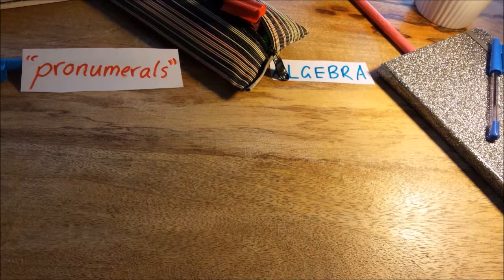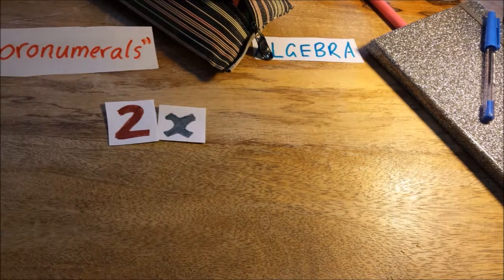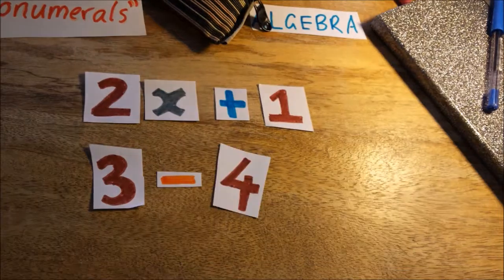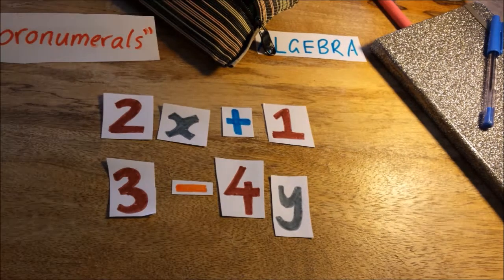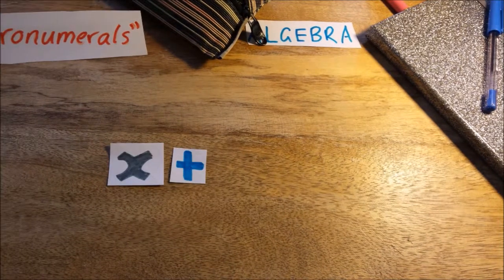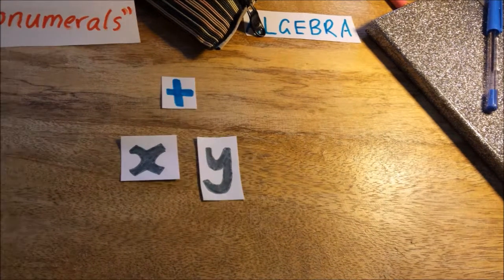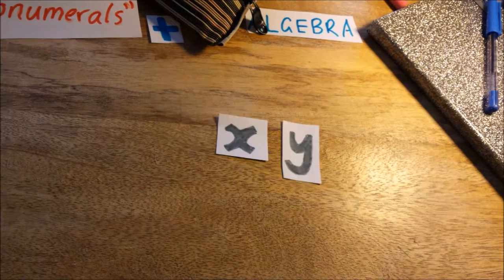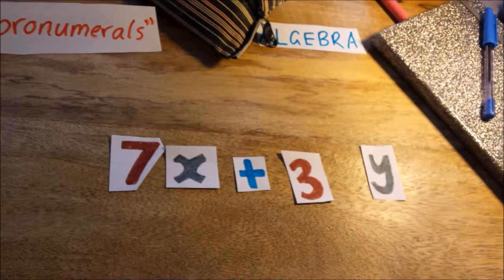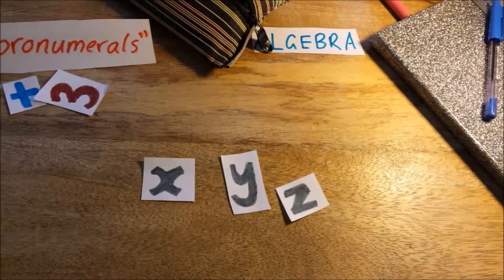One more thing. We can combine both of these ideas and create more complicated expressions. We could write 2x plus 1. What does this mean? How about 3 minus 4y? We can also create expressions that use more than one pronumeral. We could have x plus y, or xy. We could get even more creative and write 7x plus 3y, or xyz. There are so many ways we can create algebraic expressions.